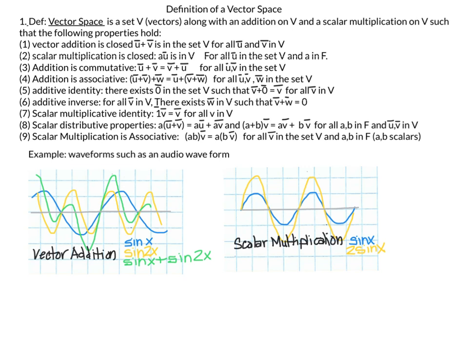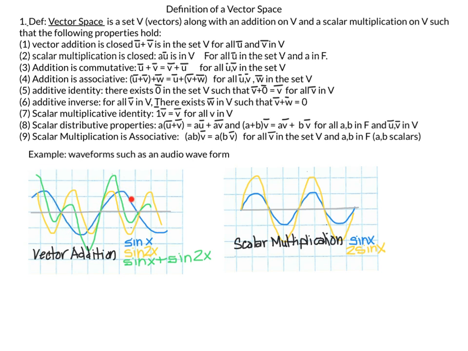Our next example of vector space are waveforms, and waveforms are in so many natural phenomena such as light waves, audio waves, waves on the water, waves on a drum head. So actually I guess that would be an audio wave. But anyway, we need to first define the vectors along with vector addition and scalar multiplication. So our actual waveforms will be our vectors.